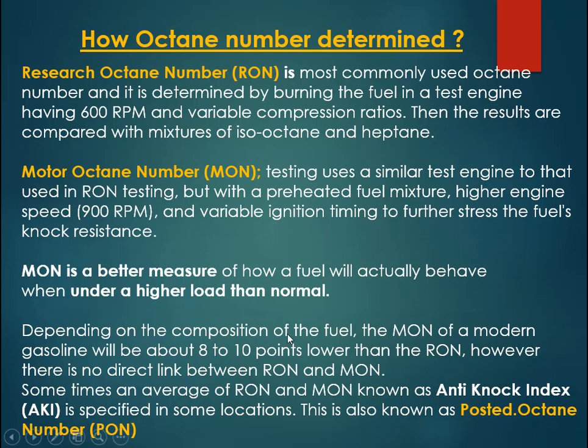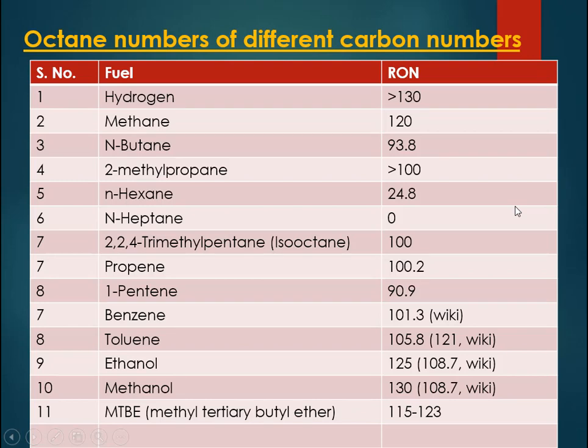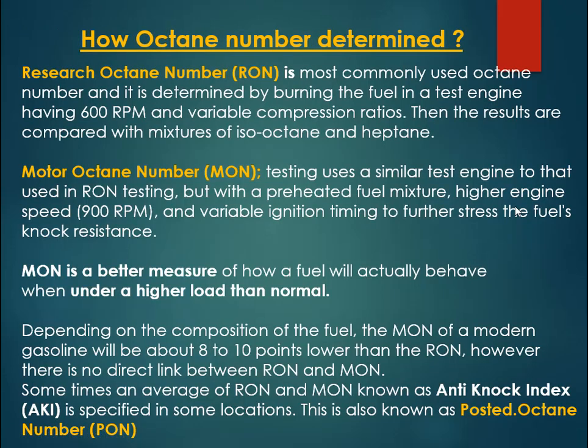So generally, in modern gasoline, the motor octane number usually remains 8 to 10 points lower compared to the research octane number. However, there is no direct link between research octane number and motor octane number. Now there is another octane number called posted octane number. This is basically the average of research octane number and motor octane number, and this is also called the anti-knocking index, AKI. Okay. So this is all about octane number and different types of octane number.